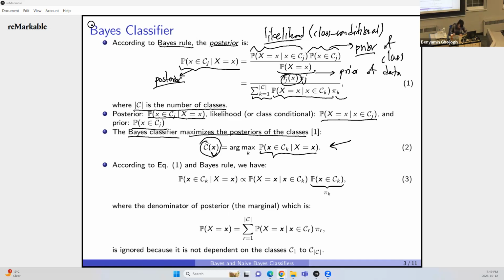So according to equation 1 and the Bayes rule, we can say that the posterior is proportional to the likelihood times prior. I can get rid of or ignore the denominator. Why? Because the denominator doesn't have the class in it. For all of the classes, the denominator is the same. So get rid of that, right? Or in other words, multiply all of the probabilities by the prior of the data. It goes away. So I can use equation 3 rather than the posterior. And the denominator, as I said, is not dependent on the classes.